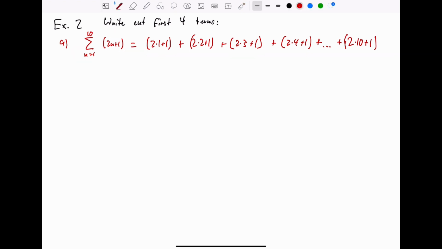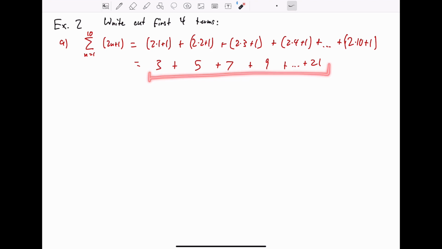It's not really necessary for this problem, but let's simplify a little bit because I want to point out a pattern here that we'll notice in these different terms. So the first term we have 2 times 1 plus 1. 2 times 1 is 2 plus 1. That's 3. The next term, 2 times 2, 4 plus 1 is 5. Then 2 times 3 is 6 plus 1 is 7. 2 times 4, 8 plus 1 is 9. And this ends at 2 times 10, 20 plus 1. It ends at 21.